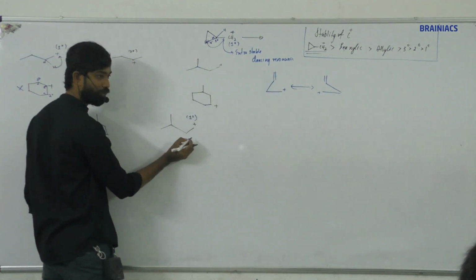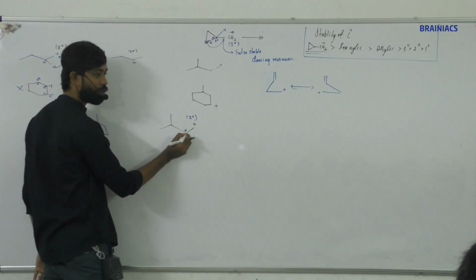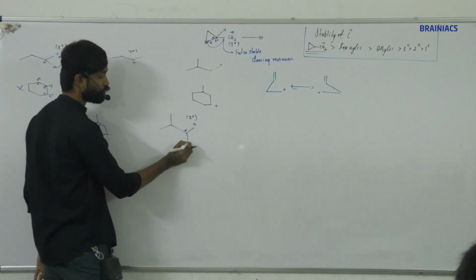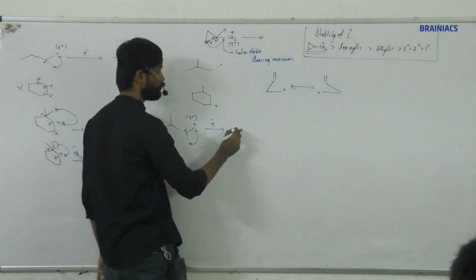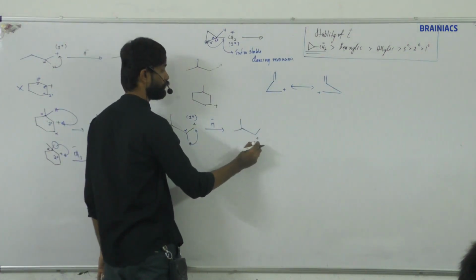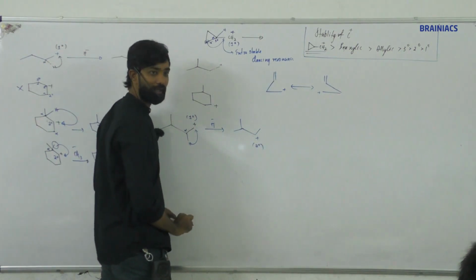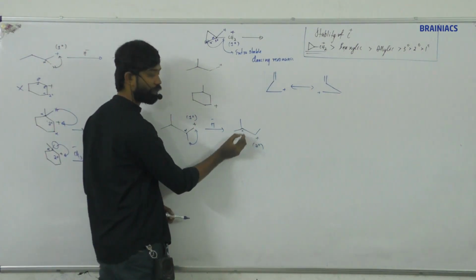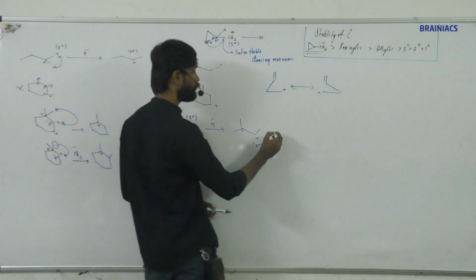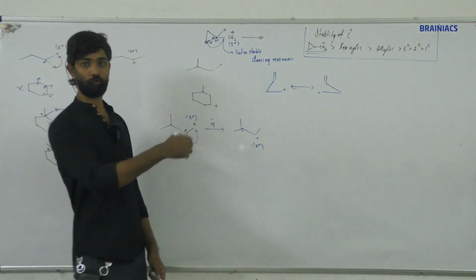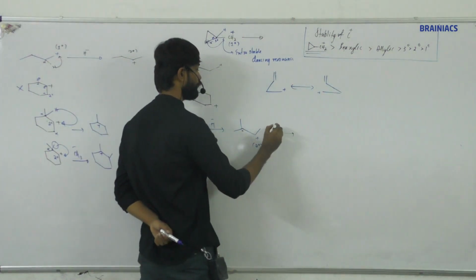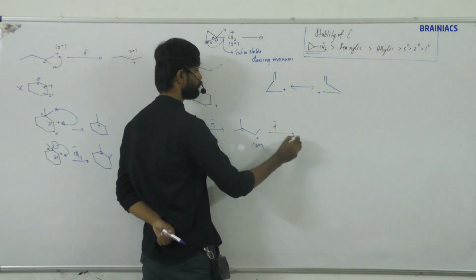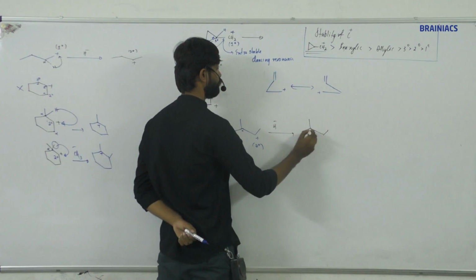So this is a primary, right? If this positive charge is in this alpha carbon, what happens? Secondary. So there is a shift of hydrogen, right? If this positive charge is in this alpha carbon, what happens? Tertiary. So there is an advantage. So the next shift also takes place. So the H minus will be like this.